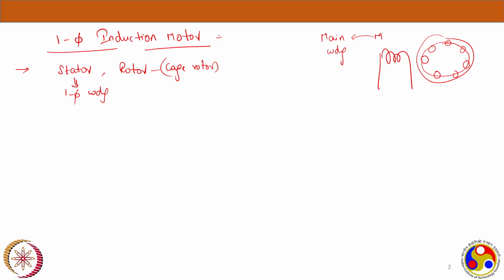Now, if we connect a single phase supply source to this particular winding M, what will happen? That's the point of interest to us today: how this induction motor works in single phase operation. We know there is a main winding on the stator, and I connect a single phase source to this winding. The source is connected. Now, how will this machine behave?